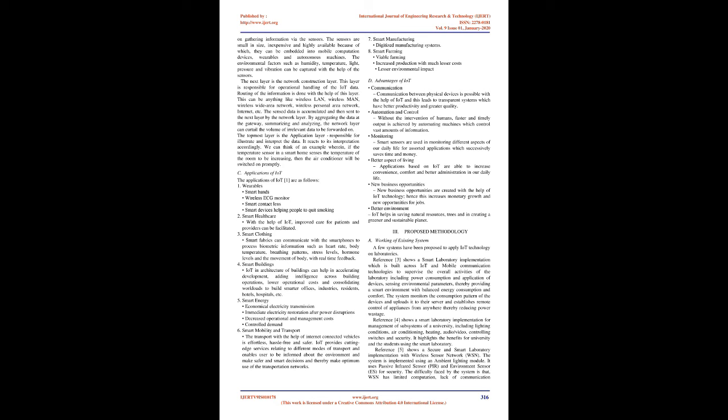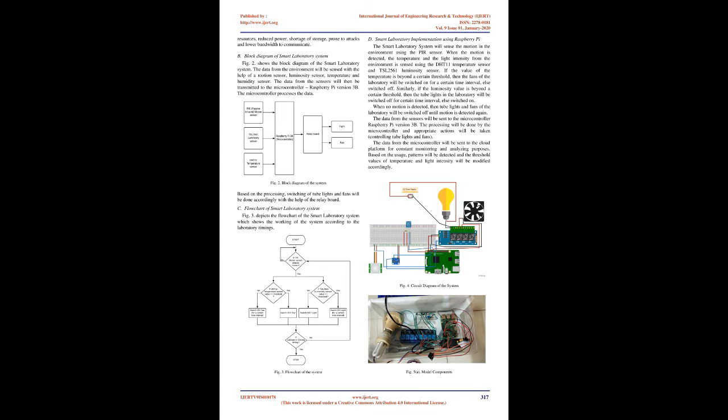D. Advantages of IoT. Communication: communication between physical devices is possible with the help of IoT, and this leads to transparent systems which have better productivity and greater quality. Automation and control: without the intervention of humans, faster and timelier output is achieved by automating machines which control vast amounts of information. Monitoring: smart sensors are used in monitoring different aspects of our daily life for assorted applications, which successively saves time and money.